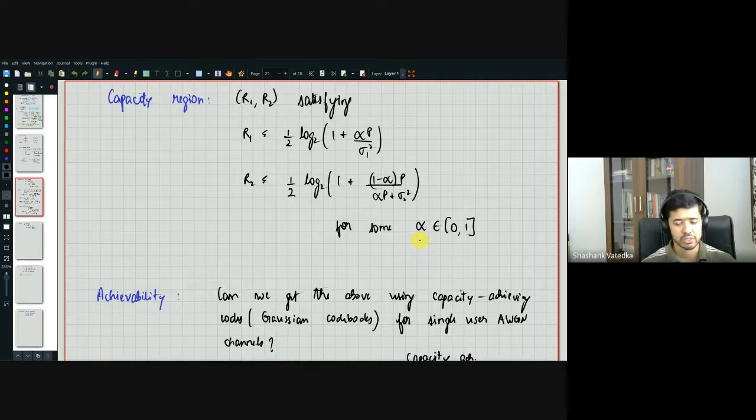The achievability is essentially just superposition coding. And really the way the coding works is that since you have a total power constraint of P at the transmitter, what you do is you allocate alpha P of the power for the codebook of user 1, and 1 minus alpha times P of the power is allocated to the codebook for user 2. Right, and then you just add code words from this codebook and transmit it.